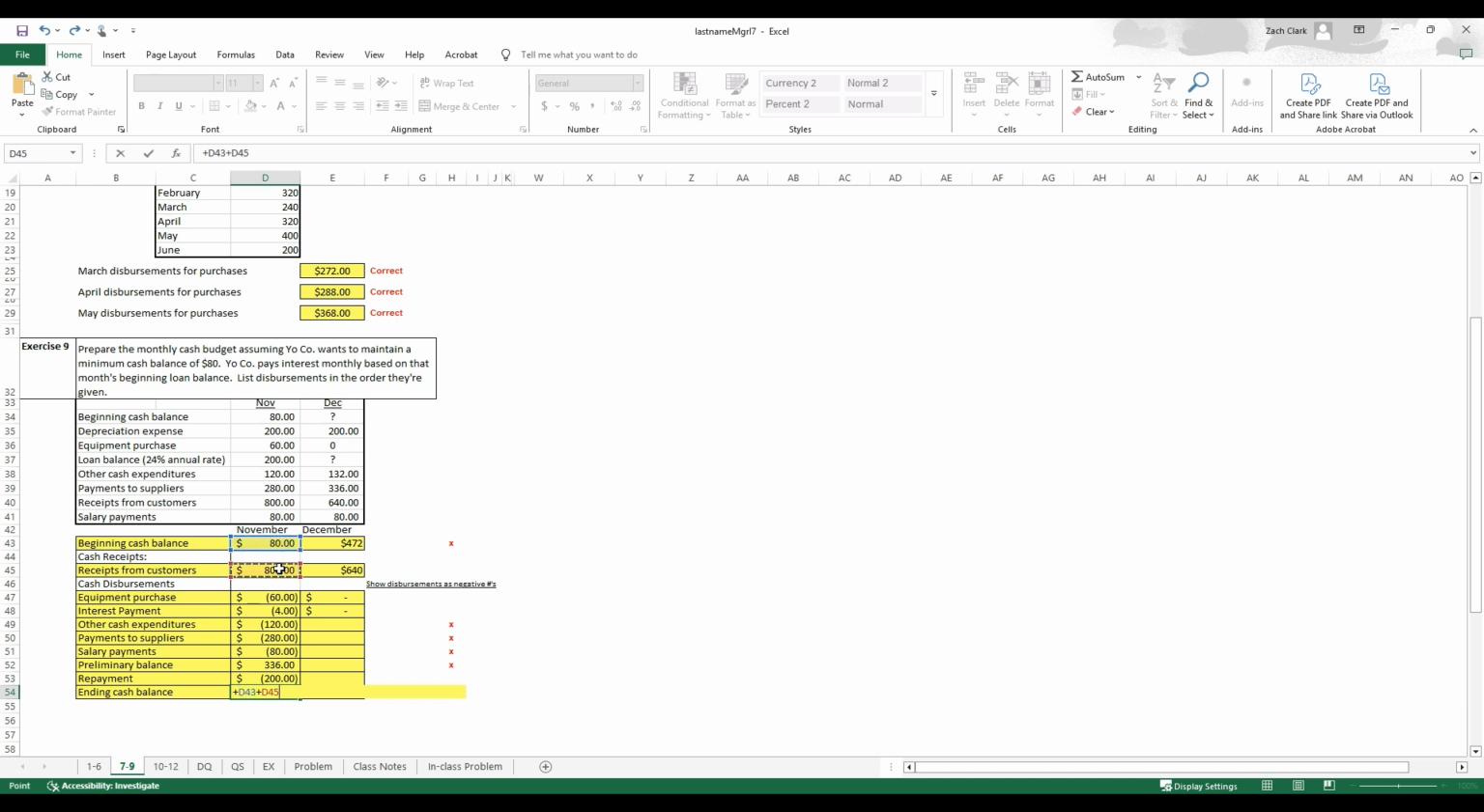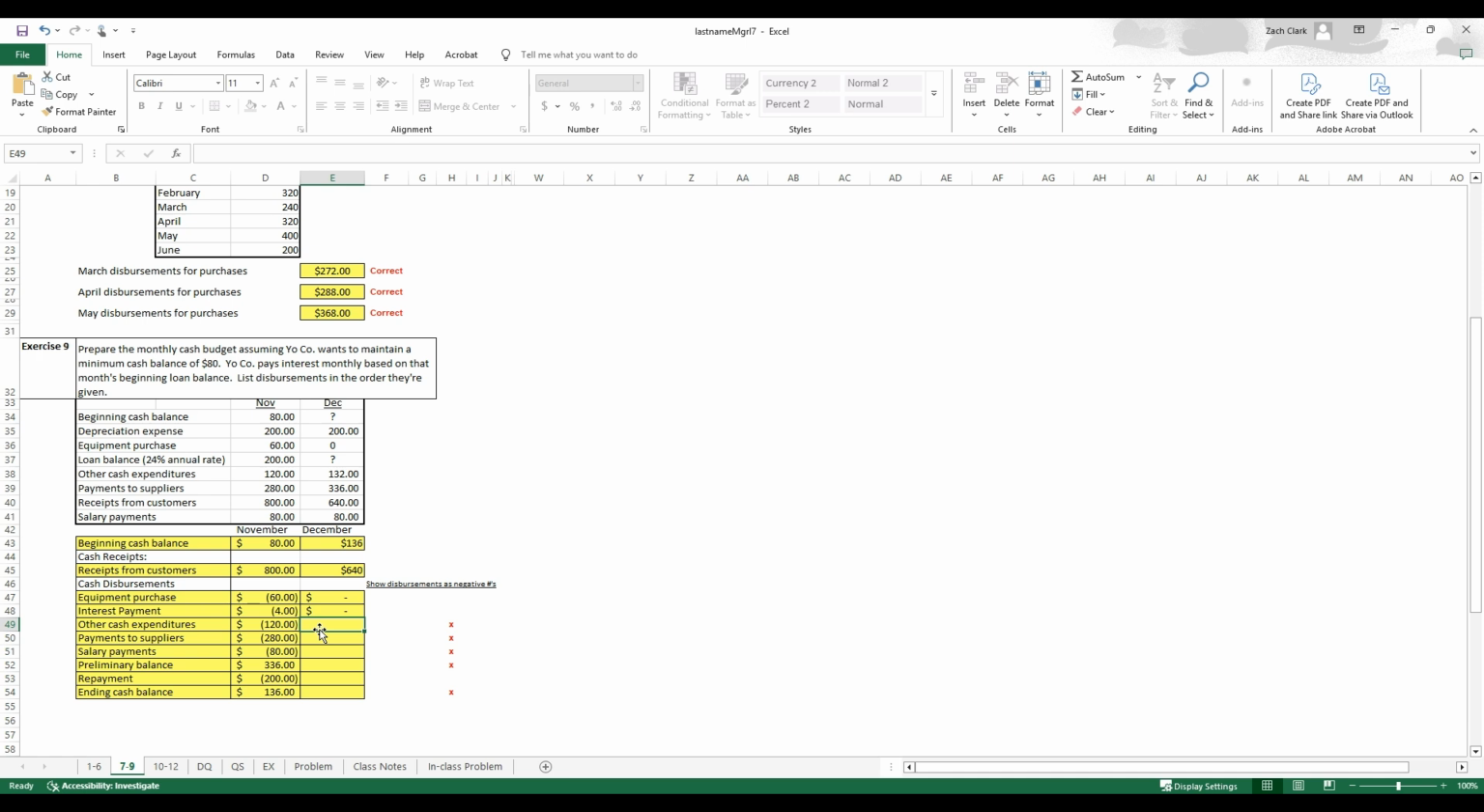Let's make sure. Our ending balance would become our preliminary balance minus the repayment, which ends up at 136. And then we're going to say, okay, we've now paid back the loan balance, so we have zero outstanding. So there's no interest at that point because we've paid off our debt. So we're saving interest expense.